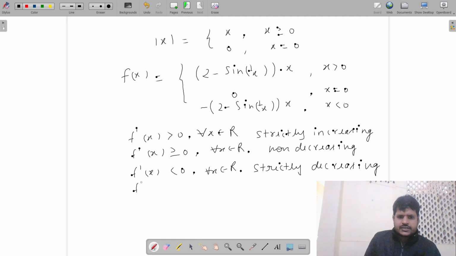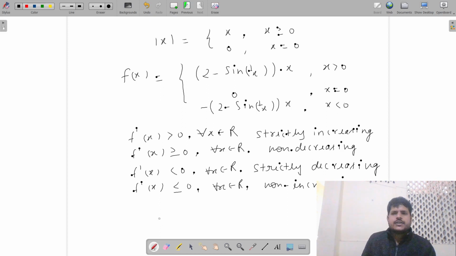Now if I write f'(x) less than or equal to 0 for all x belonging to R, this is called non-increasing. These are the four categories. So what I do in this case, I will just take the derivative of this function.